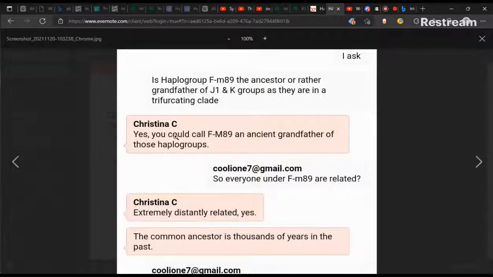It says, yes, you could call F-M89 an ancient grandfather of those haplogroups. One more time: you can say F-M89 an ancient grandfather of those haplogroups. So everyone under F-M89 are related, extremely distantly related, yes. A common ancestor in thousands of years past.